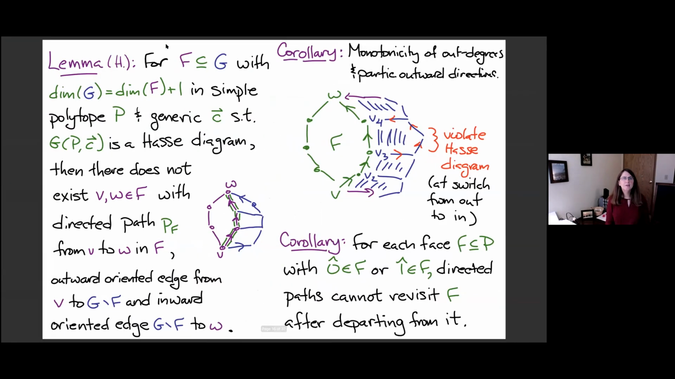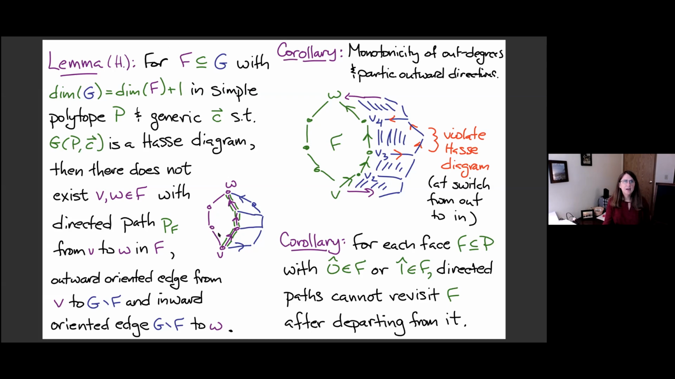Okay, so here's a lemma about propagating up in dimension. It's going in a slightly different direction, but suppose you have a simple polytope P and a generic cost vector C such that the directed graph G of P, C is a Hasse diagram. Suppose we have a face F contained in a face G. I've indicated, say, F is this purple 2-face and G is this 3-dimensional blue face that contains F.